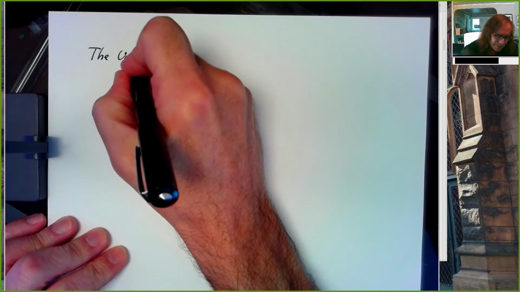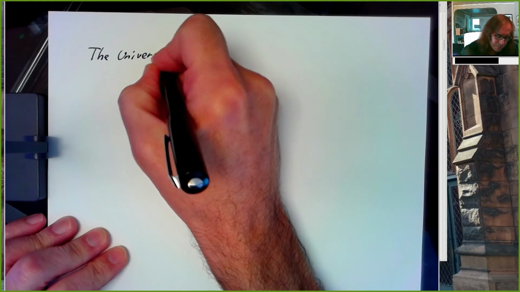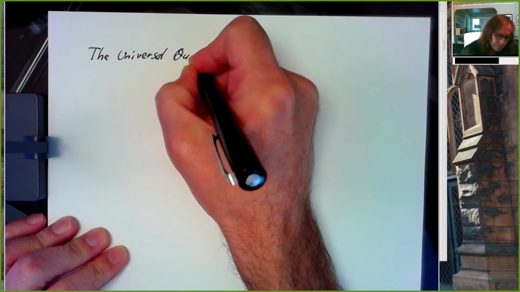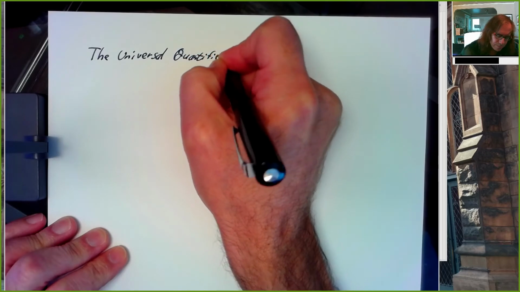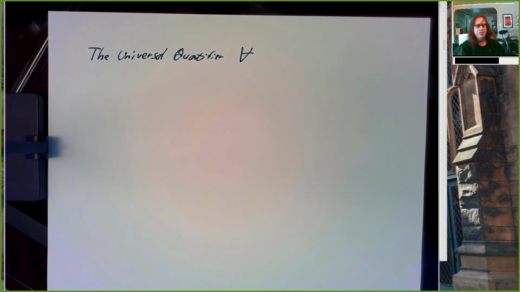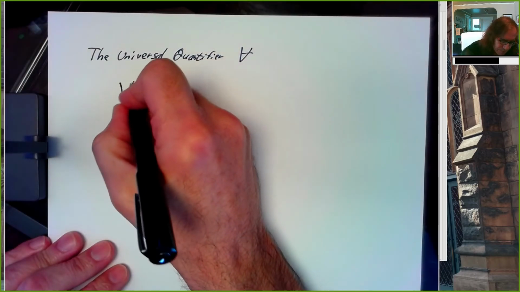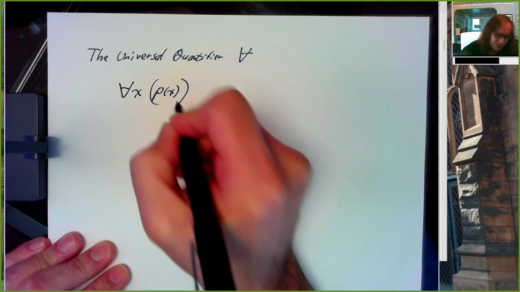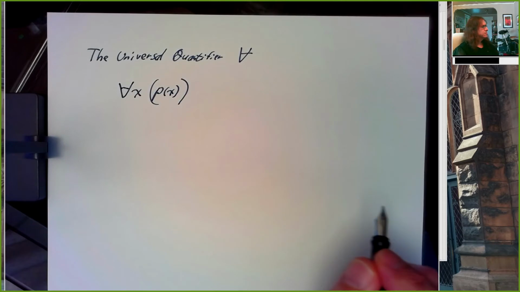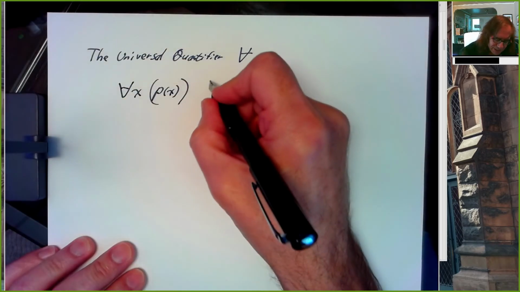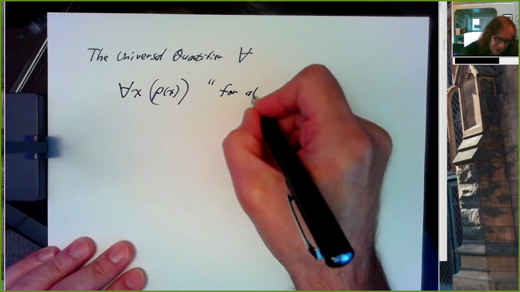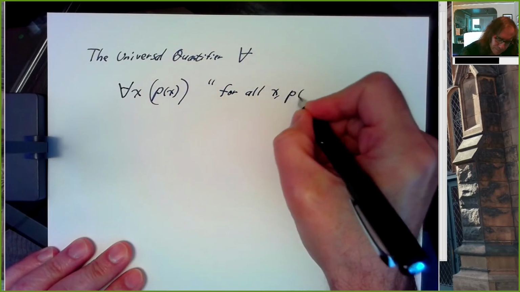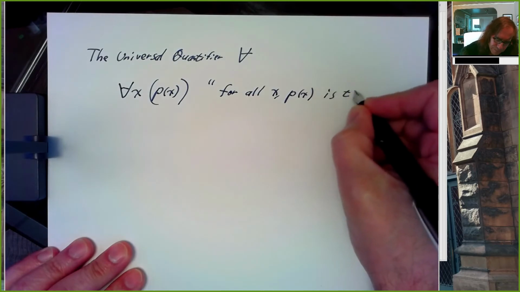So the universal quantifier, and the symbol we use for this is an upside down A. And it takes the following form. I'll put extra parentheses in here. We read this as follows. For all x, p of x is true.